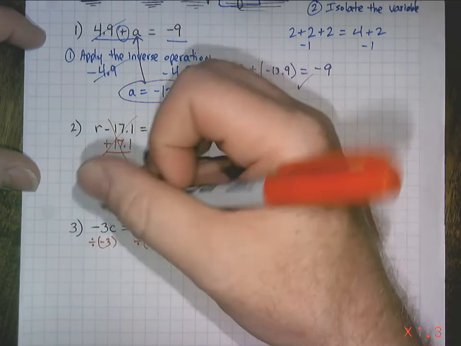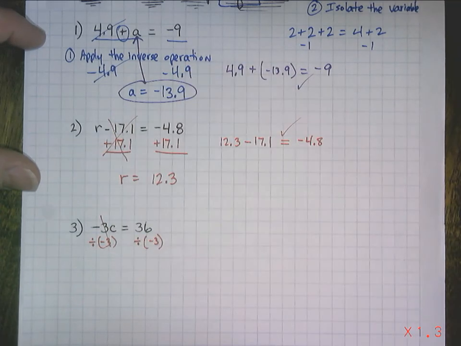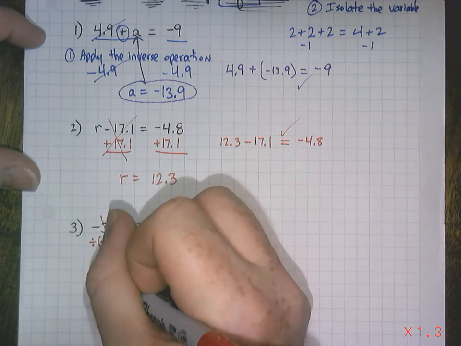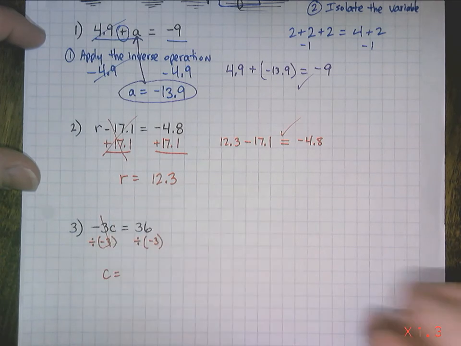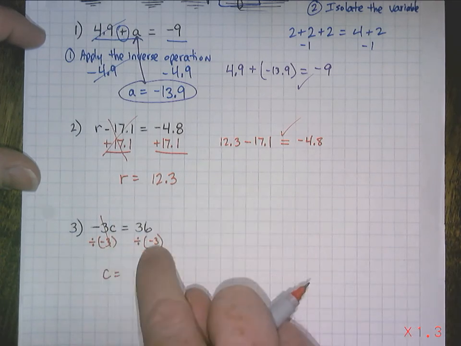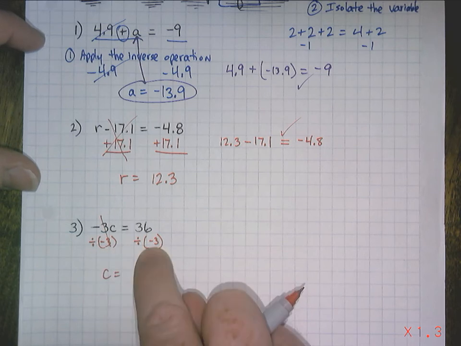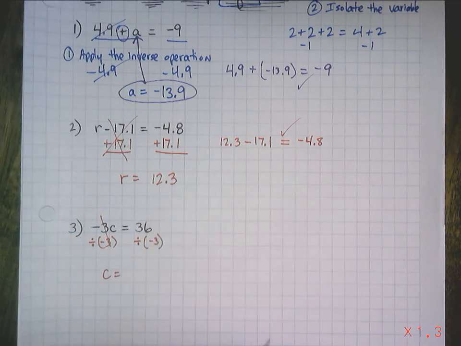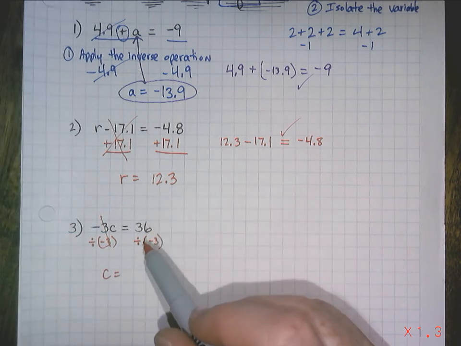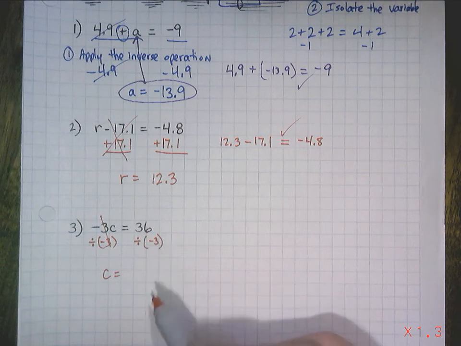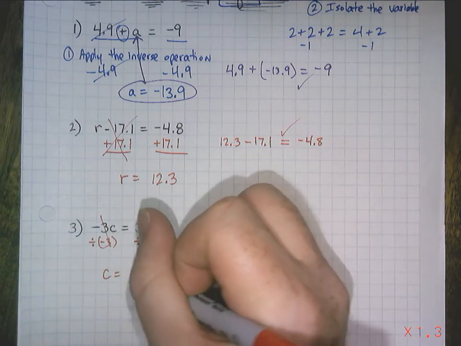So when we do that, this cancels out. We've effectively isolated the variable. We've maintained the equal sign because whatever we've done to this side, we've done to the other side, so it's still equal. Now we've got 36 divided by negative 3, and it should be negative 12.